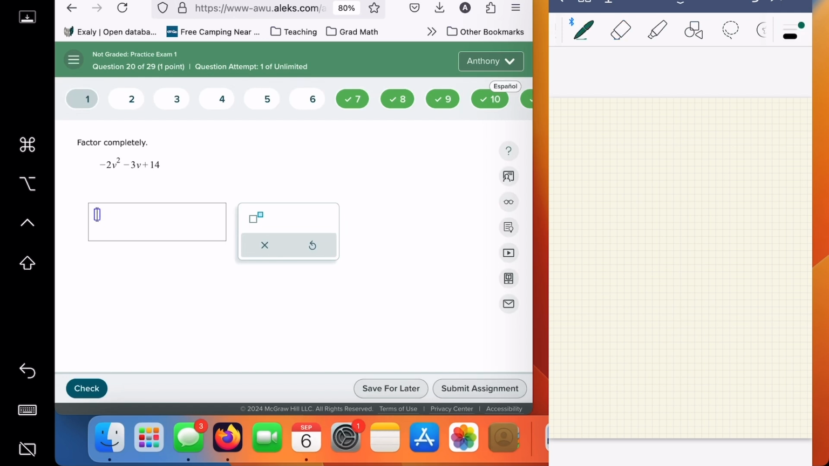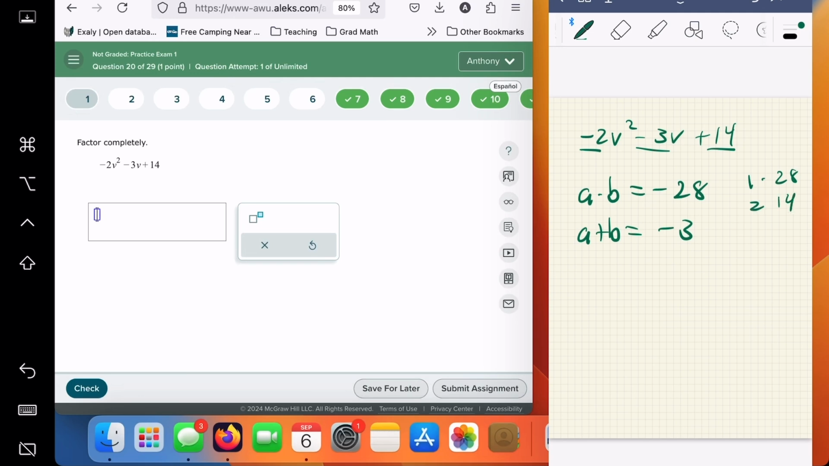All right. Factor completely. Minus 2v squared minus 3v plus 14. All right. I set up my equations. A times b is negative 2 times 14, which is negative 28. A plus b is negative 3. All right, and again, you could start at 1 and have 1 and 28, and that's not going to work, and go to 2, and you have 2 and 14, and that's not going to work, and you go to 3, and you go, wait, 3 doesn't even divide 28. Okay, fine. And you go to 4. Ah, 4 and 7. Now we're looking good, okay? I need to get a negative 3, so it better be a negative 7, because now when I add these things, I'm going to get the negative 3, right?